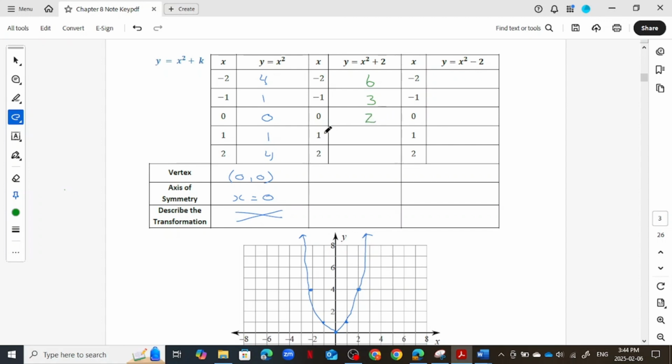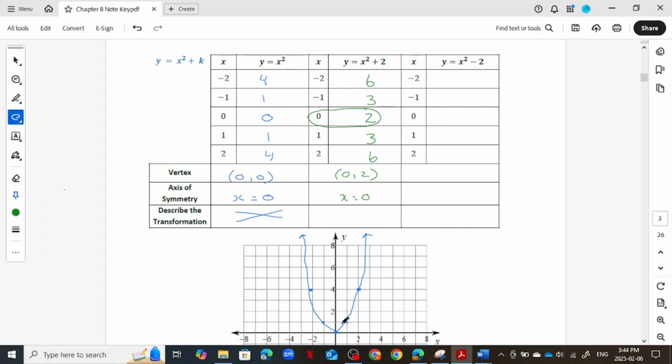And then we're going to plug in 1. 1 squared is 1 plus 2 is 3. Okay, there's that symmetrical shape. And then we're going to plug in 2. 2 squared is 4. 4 plus 2 is 6. All right, where's my vertex? Well, that symmetry is happening here, but instead of being at 0, 0, it's at 0, 2. The axis of symmetry is x equals 0.